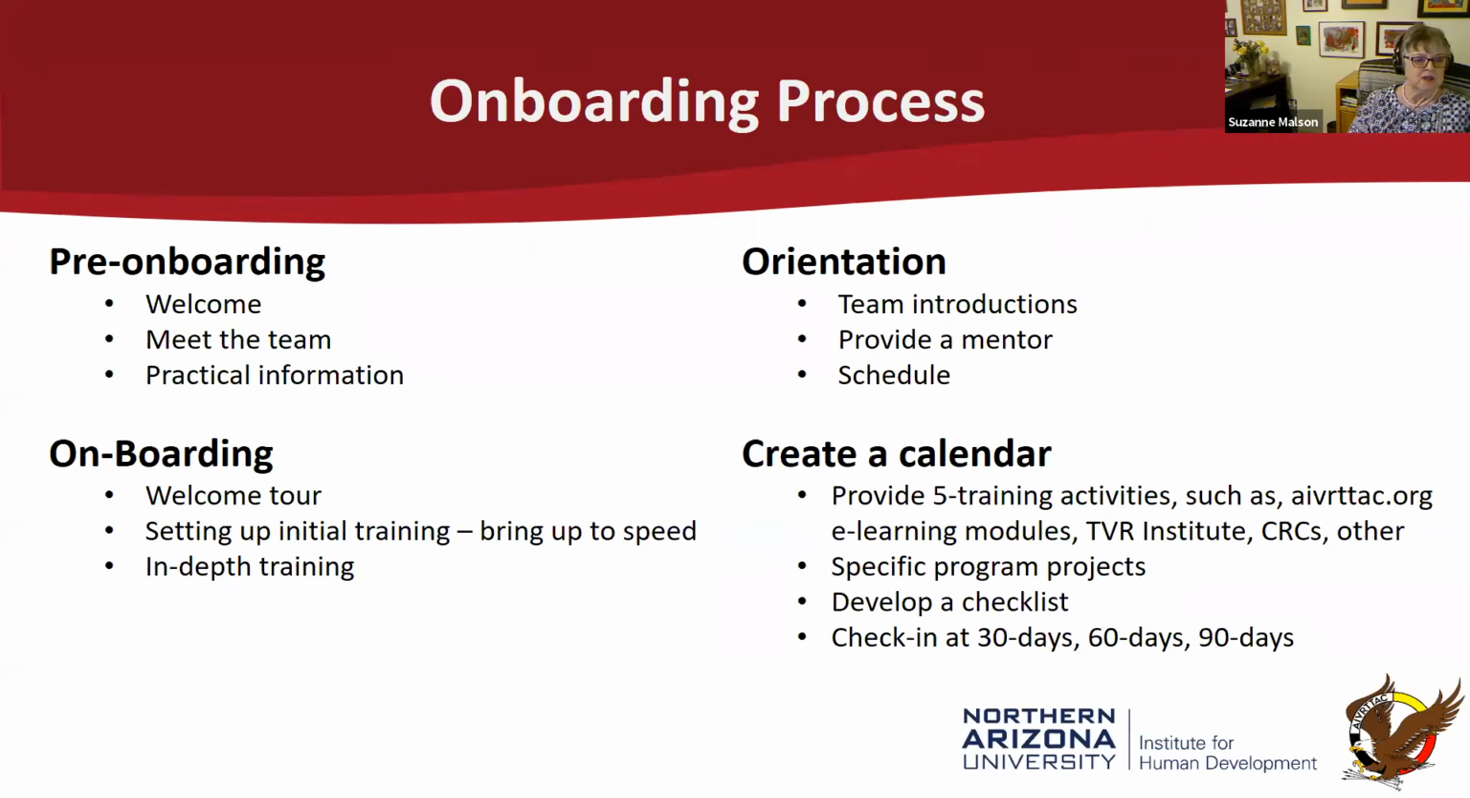So the orientation is included in that in terms of introductions, provide the mentor, we'll repeat that over and over again, in the schedule. And then you want to create a calendar. This is really important. And you want to provide 5 trainings for somebody. Think about what kind of activity that could happen. Now, AIVRTTAC has 5 e-learning modules that are available, and that's a good way to start in terms of getting outside training. TBR Institute has modules, and introduce them to that, to Western Washington University, so that they have another resource and then further their training, maybe become a student of the Institute.